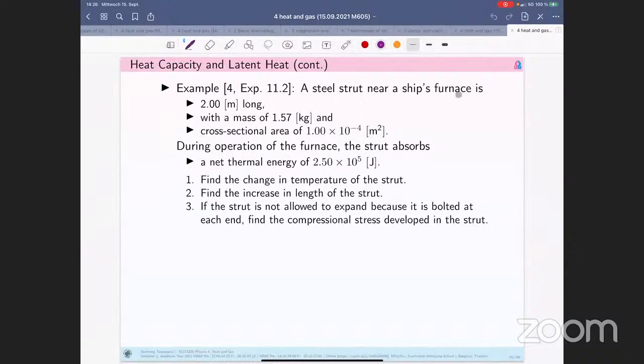The steel structure near a ship's furnace is 2 meters long with a mass of 1.57 kilograms, and it has a cross-sectional area. Forget about it, we don't use cross-sectional area. That will be about elasticity or elastic properties, which will be covered next semester. So we don't have enough knowledge to calculate the second and third problems, the increase in length and compressional stress. This is what we haven't learned yet.